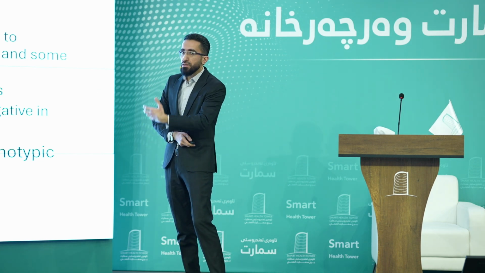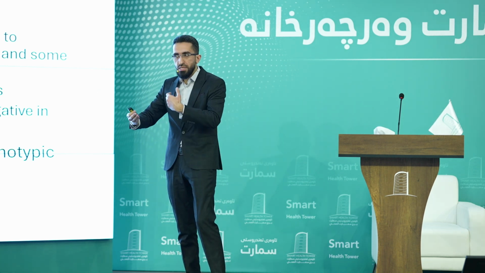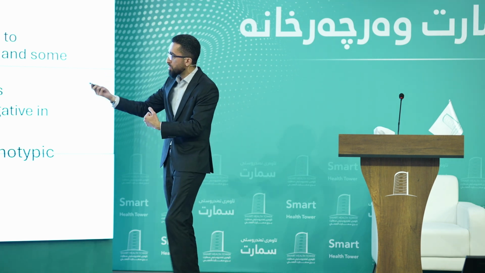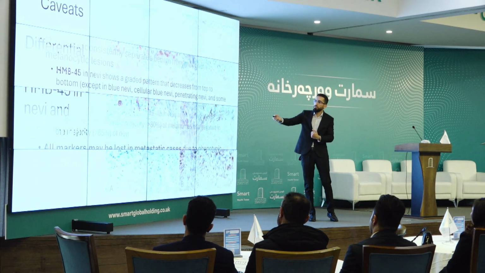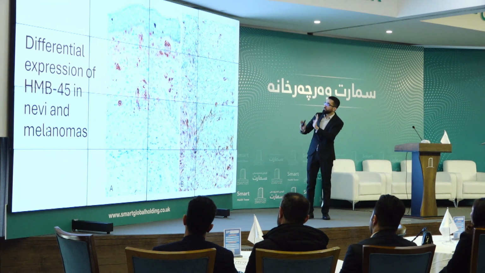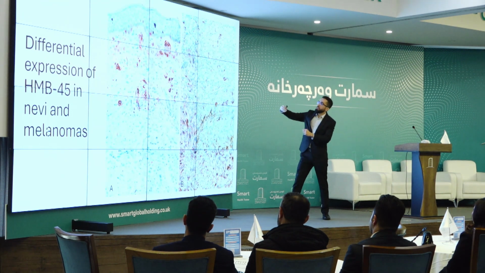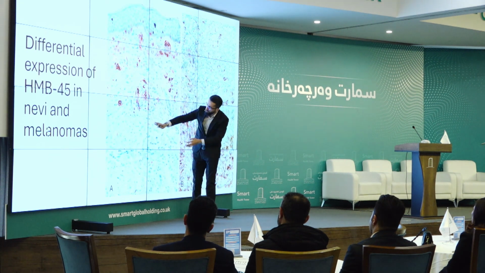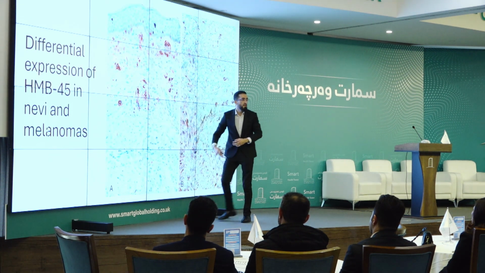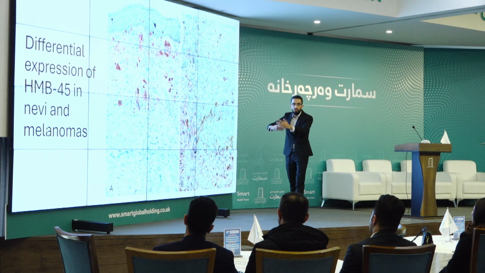So can we use immunohistochemistry to distinguish nevi, benign melanocytic proliferations, from melanoma in problematic cases? There is no clear-cut distinguishing marker, but there are some things that can help us. So those three are HMB45 that I mentioned, Ki-67, and a new marker which is called PRAME. The point is, in nevi, HMB45 is expressed mostly in the upper part of the nevus, but when you come to the lower part of the nevus, it will be lost. So there is a gradation of expression.